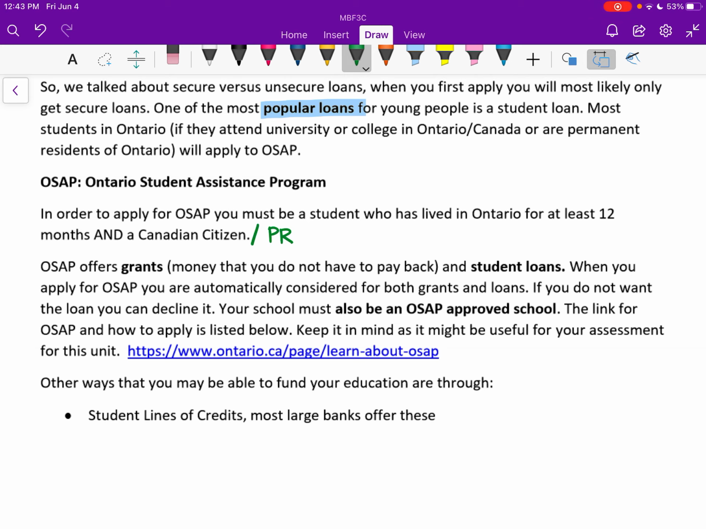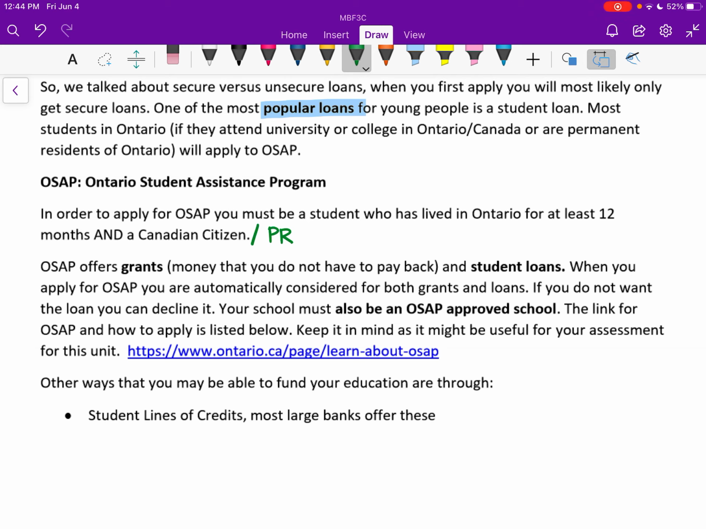When you apply for OSAP, you're automatically considered for both grants and loans. And if you don't want the loan because you're like, I don't need this debt, you can actually decline the loan, say, hey, I don't want it, take it back, and your school will give you the grant instead. The grant is obviously less than the loan because you don't need to pay it back, but it's still free money. Your school must also be an OSAP approved school.